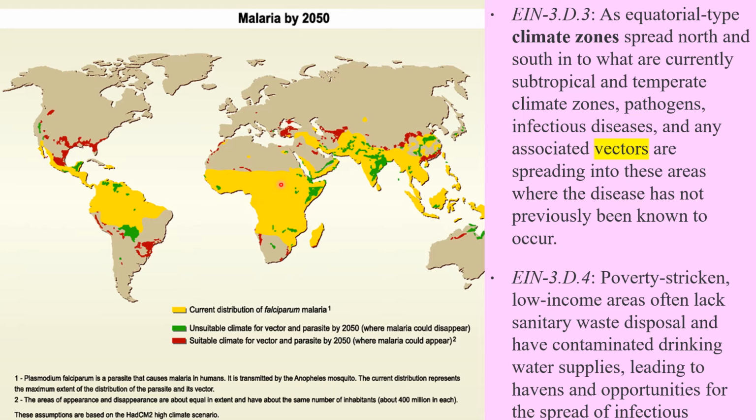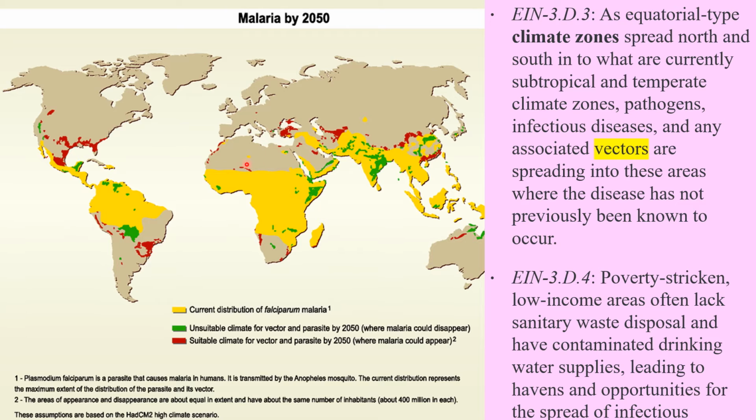Okay, take a look at the map and just notice where the yellow is. Yellow is our current distribution of one type of malaria. So we'll learn more about malaria in a few minutes. And scientists are predicting with climate change that what you see in red is going to be suitable climate for vector and parasites by 2050. So it's spreading, and notice where it's spreading.